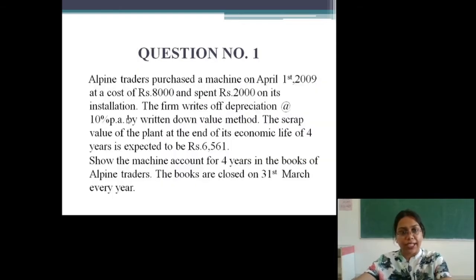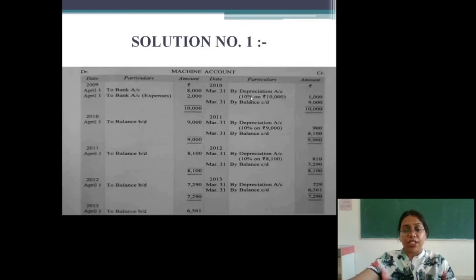The depreciation rate given is 10% per annum. So we will charge the depreciation on 10,000, 10% of 10,000, that is 1,000. 10,000 minus 1,000 is 9,000. The balance on March 31st, 2010 will be 9,000. Now this 9,000 will be brought down to April 1st, 2010. To balance brought down 9,000.